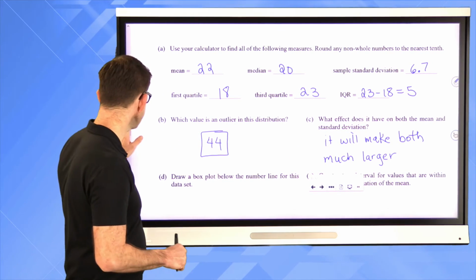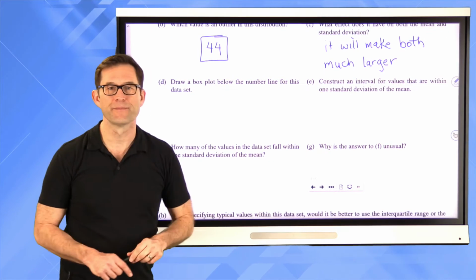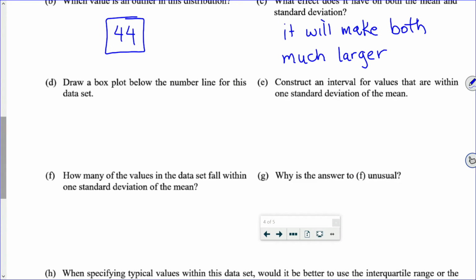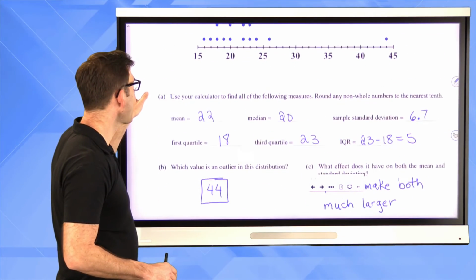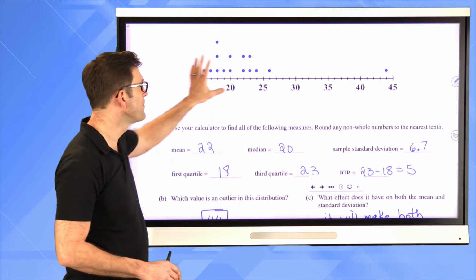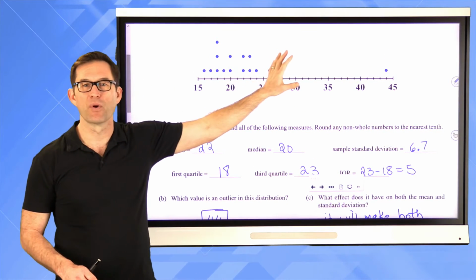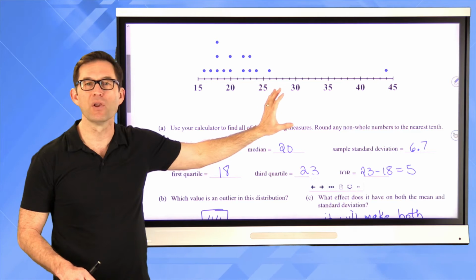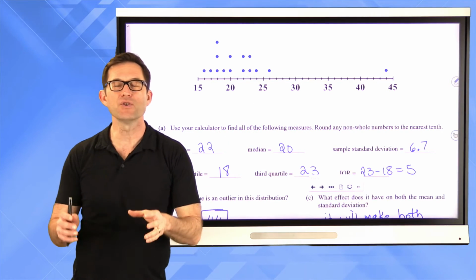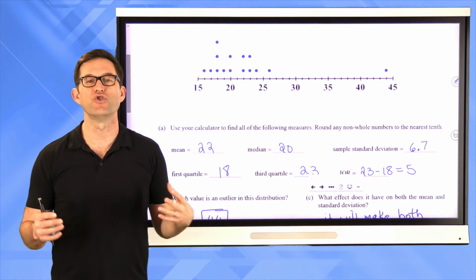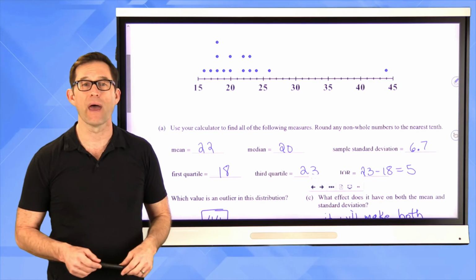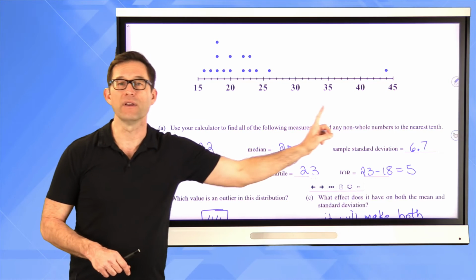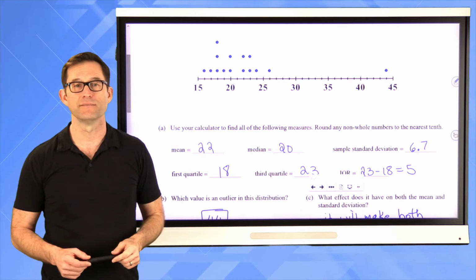All right, let's take a look at letter D. Draw a box plot below the number line for this data set. This is kind of nice. I love to see these where we have a dot plot above the number line, and then a box plot below the number line. We can visualize how the data is distributed in two different ways. So pause the video now and draw a box plot down here for that data distribution.